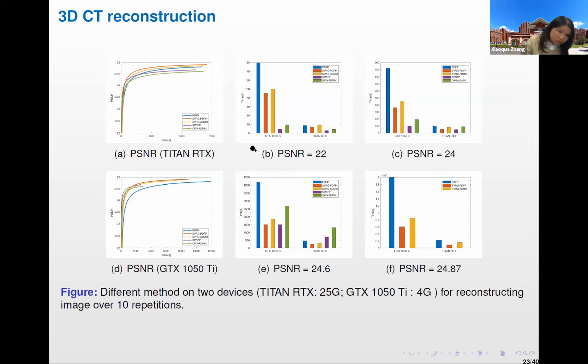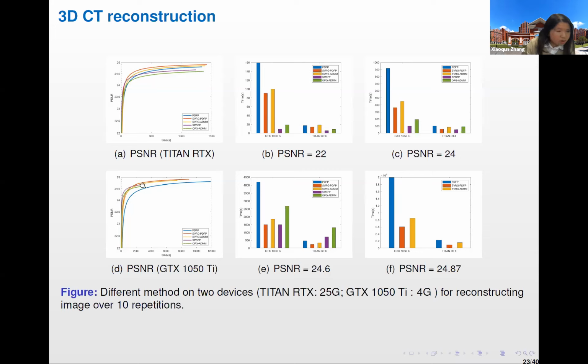So we find out that if we have a good Titan RTX, a more advanced GPU card with more cores and also more memory compared to the second one, which is used in a PC machine, we can see there is less advantage in using the stochastic algorithm compared to this one, because this one is PDFP, okay, it's a deterministic one, okay?